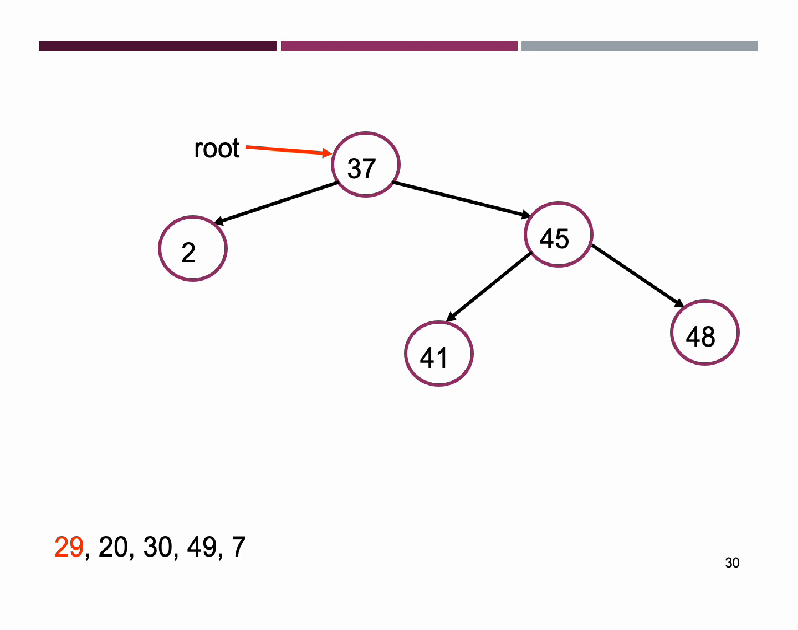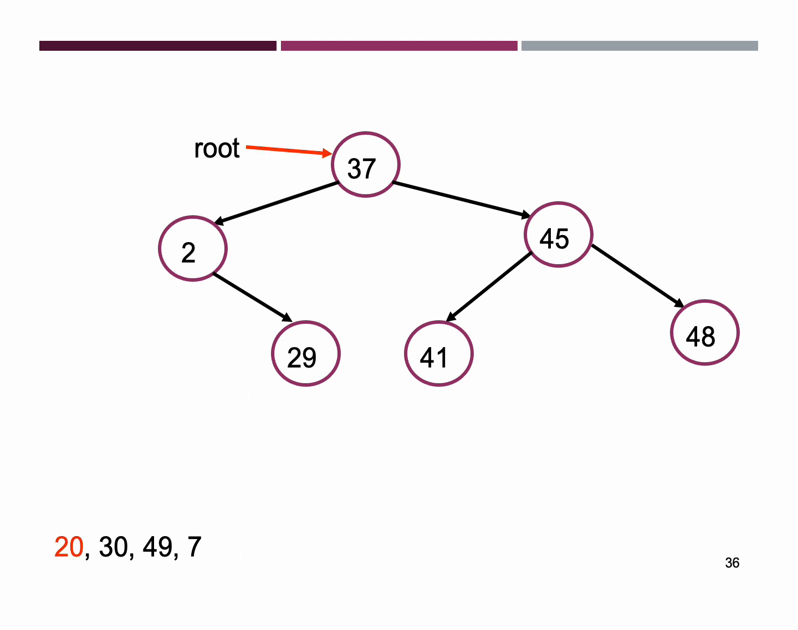Now next is 29. So we'll check with 37 first. 29 is less than 37, but we already have a left child on 37, so we'll compare it with 2 here. So 29 is greater than 2, so we'll check if there is any right child. There is no right child for 2, so we inserted 29.